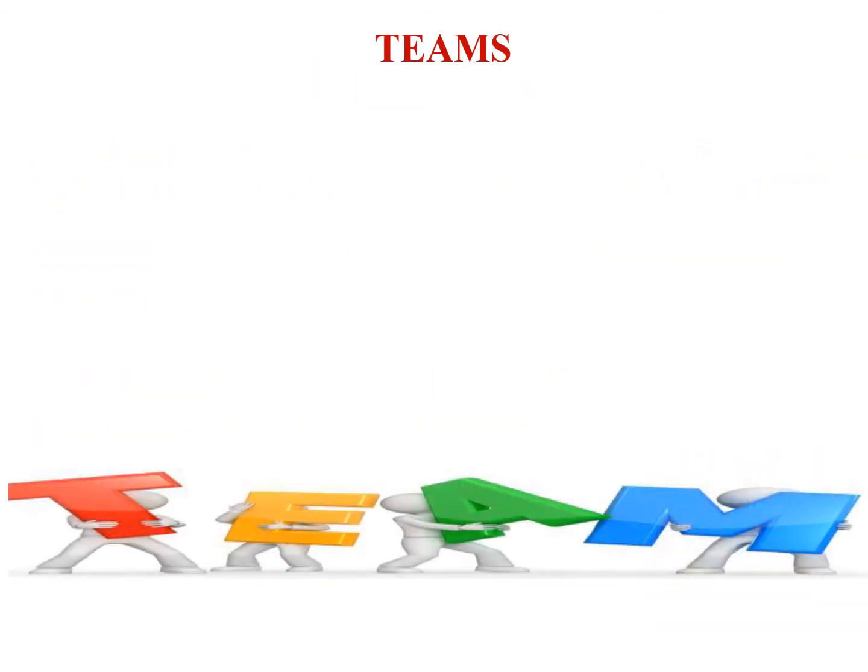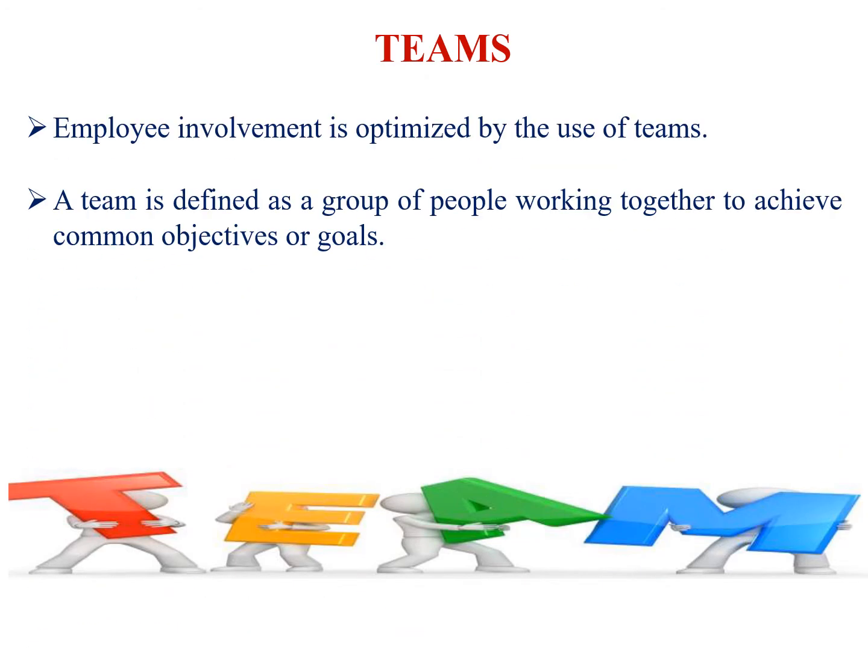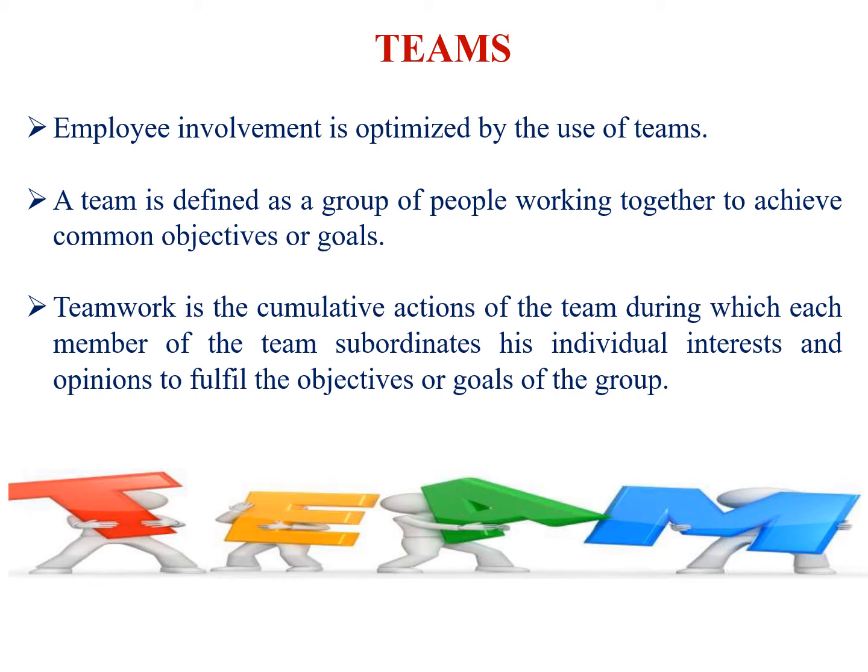The next concept is teams. What is a team? In the modern system of an organization, there is a sole role of teams, which reflects the effort of employee involvement. However, there are some reservations regarding problem solving of quality and productivity. A team is a small number of people with complementary skills who are committed to a common purpose, a set of performance goals, and an approach for which they hold themselves mutually accountable.